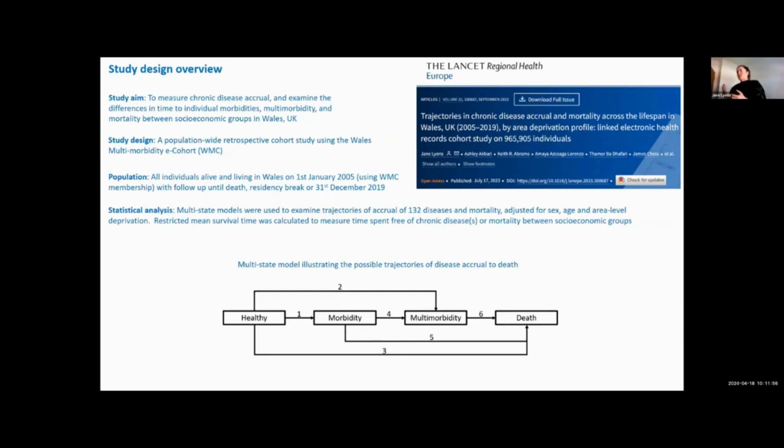And so all models were adjusted for age, sex, and area level deprivation. And we calculated restricted mean survival time for all possible transitions from entry to each health state to measure the time spent in years between health states. And that allowed us to examine the speed of transition between states and subsequently then demonstrate the differences in time to develop chronic disease or diseases or dying between our socioeconomic groups.